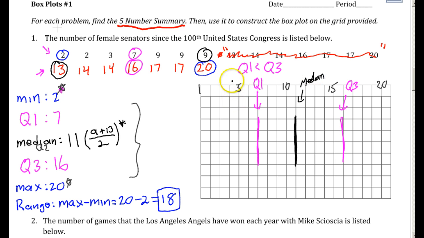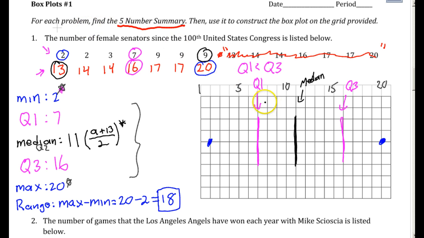Will the median always be in the middle? Yeah, by definition, that's what the median is. So if you ever get the median and then Q1 and then Q3, yeah, something's up. Your numbers are out of order, son. Okay. Your min and a max. Those are going to be dots. So here's 2. Put a dot. And 20. Put a dot.